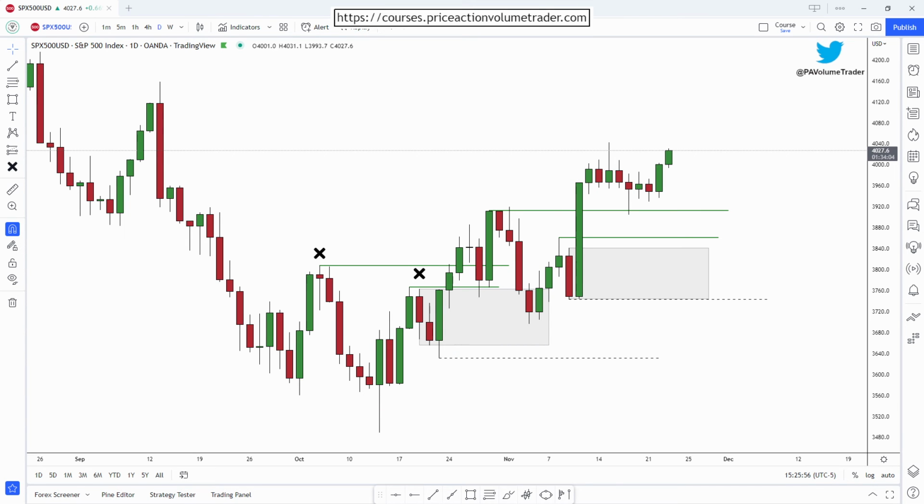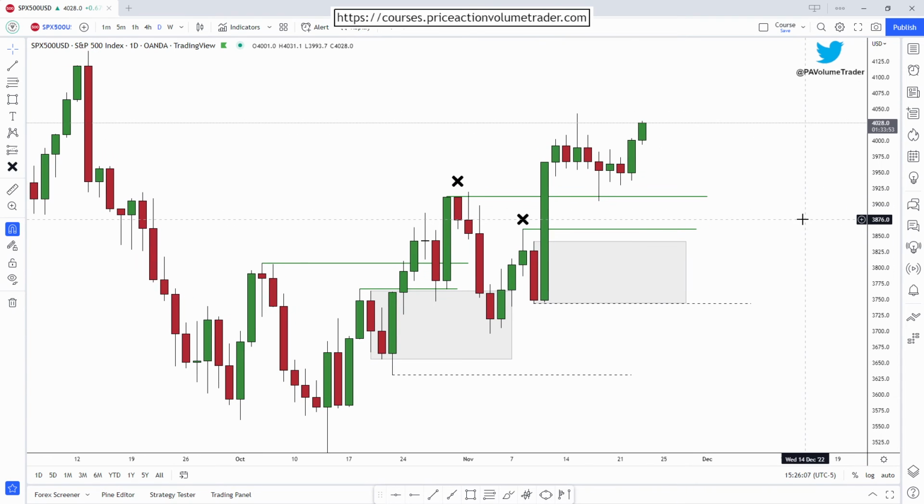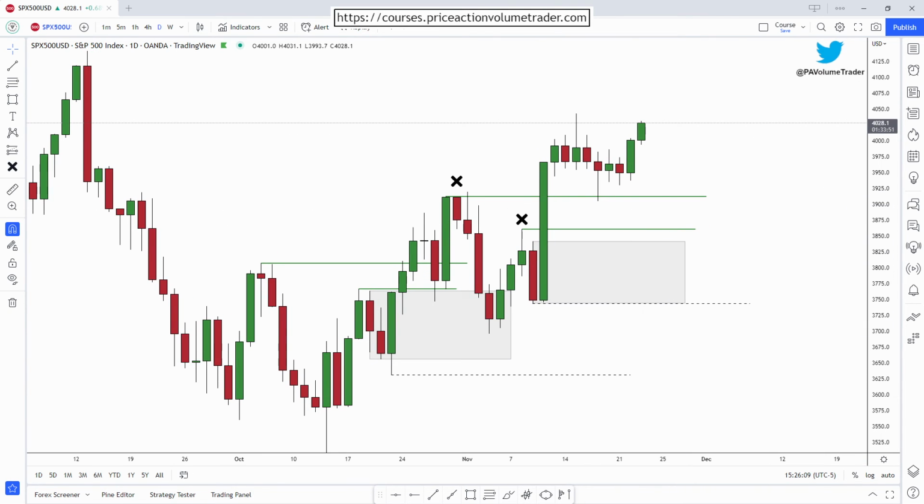So now again, we're continuing. We broke above this and we broke above this again. So now we continue on our hunt for pullbacks. And in this case, you can see how we had a pullback. This one was a little bit deeper and higher.